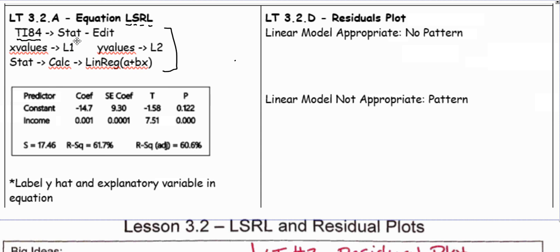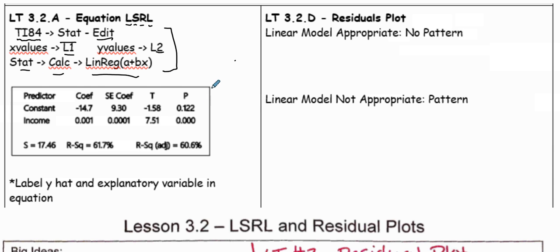But in order to figure this out, we're going to take our TI-84, go to Stat, go to Edit, find our List 1, List 2, Stat, calculate linear regression, and we have this. Another thing that you probably want to know how to identify and maneuver is this box of statistics, which is for bivariate data.